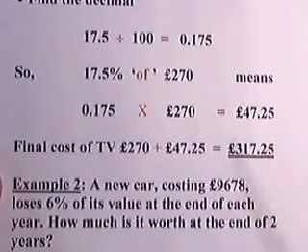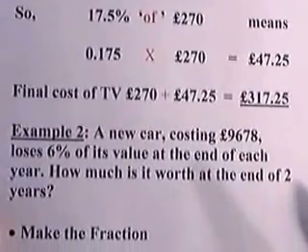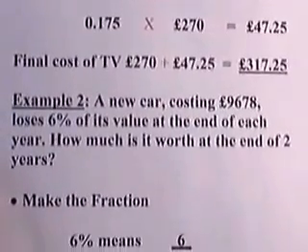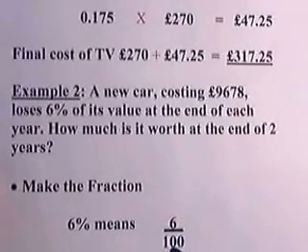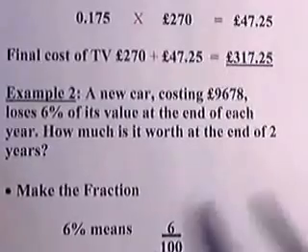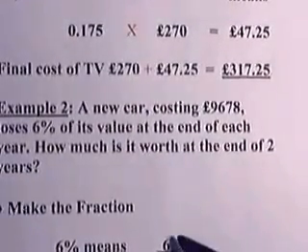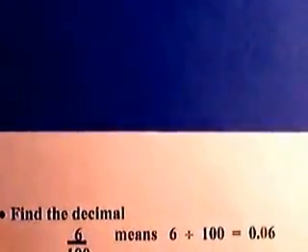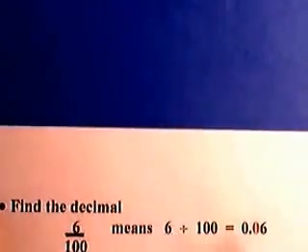Here's another example. A new car costing £9,678 loses 6% of its value at the end of each year. How much is it worth at the end of 2 years? Well, first thing we need to do is make the fraction. What does 6% mean? It means 6 divided by 100, or 6/100ths. Now you've got to be very careful here, because you're not dealing in double figures on the top. You're dealing with a single digit. So there's going to be an extra 0 which creeps into the decimal.